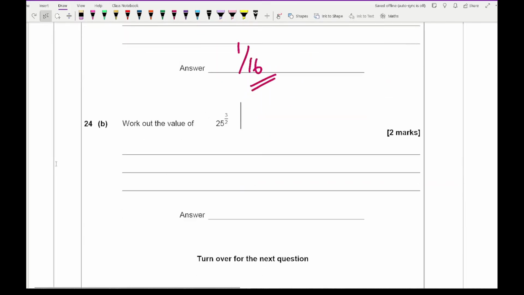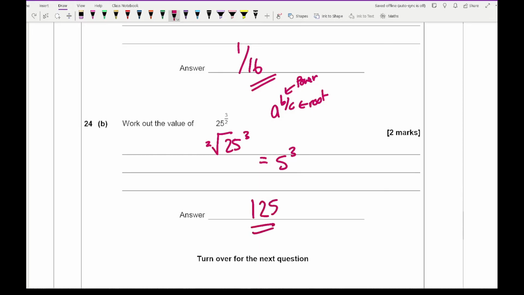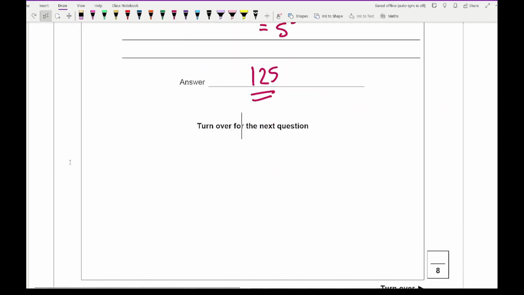Then with B, it says work out the value of 25 to the power of 3 over 2. Now with this, remember that the numerator in the power refers to the power, and the denominator refers to the root. So here we've got 25 cubed square rooted. Now what's easier, cubing 25 or square rooting 25? Hopefully you've said square rooting, so it's the same as 5 cubed, and 5 cubed is 125.